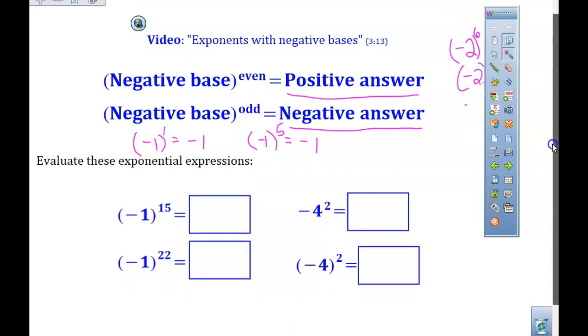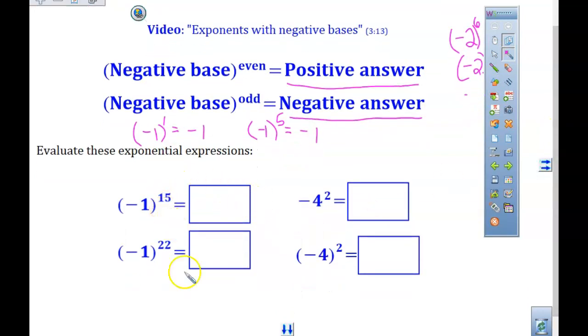So we are taking a look. First thing you always want to look at is: is it in a parenthesis or not? Because that makes a difference, just like they were saying in the video. So these first two, and this one over here, all have it in a parenthesis. So we're going to take a look. 15 is an odd number, so our answer should be -1. That means I'm going to have 15 negative ones. Well, 14 of them multiply to give us just 1. 1 times -1 is going to give us a -1.